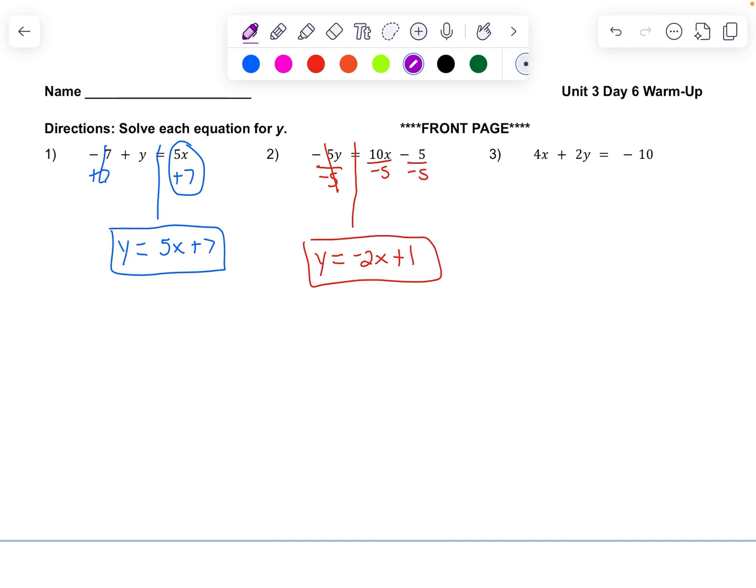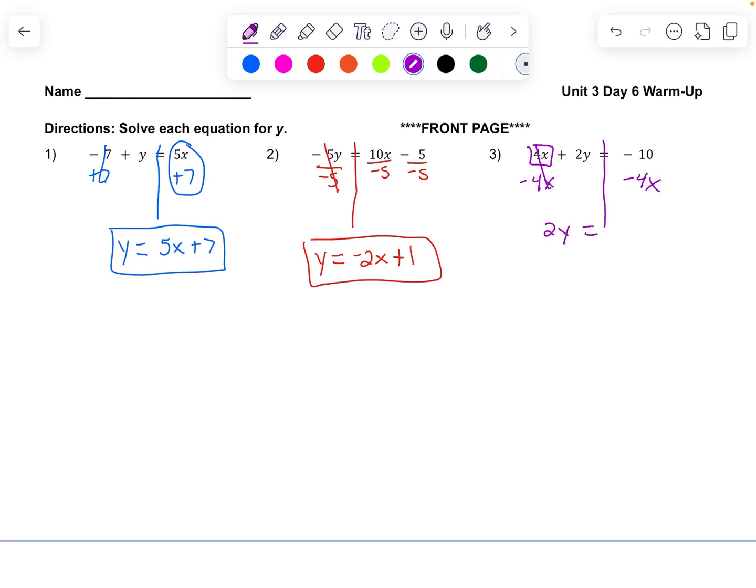All right, number 3. Okay, this is going to be a 2-step, right? We're still needing to get y by itself. We need to get rid of the 4x and the 2, right? So we want to get rid of the term farther from our y first. Let's get rid of this 4x first. Well, it's a positive 4x, so we want to subtract 4x from both sides.